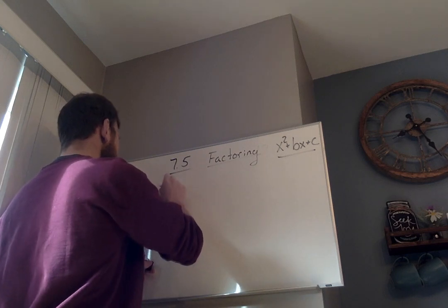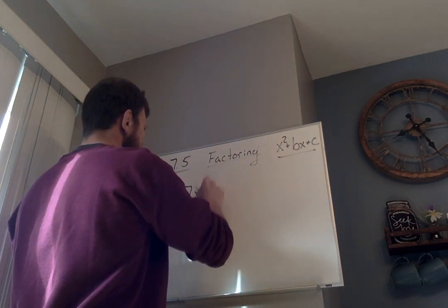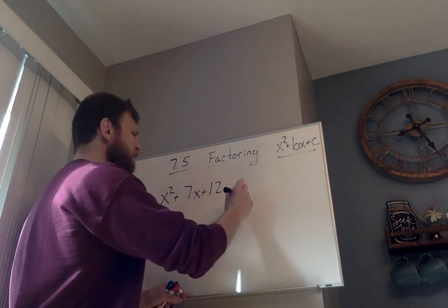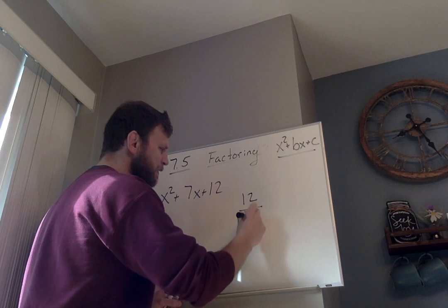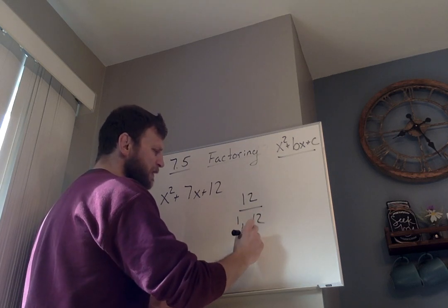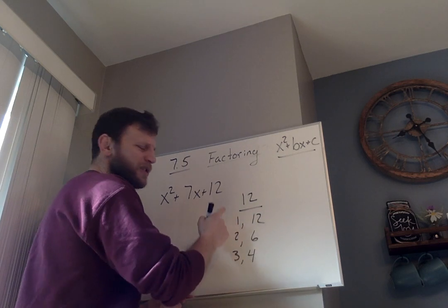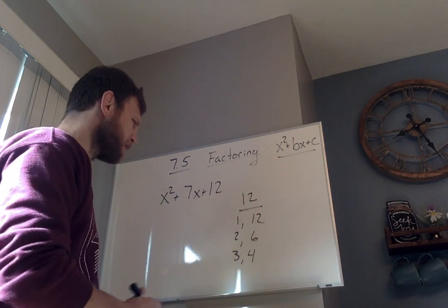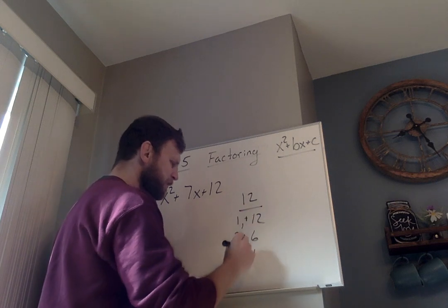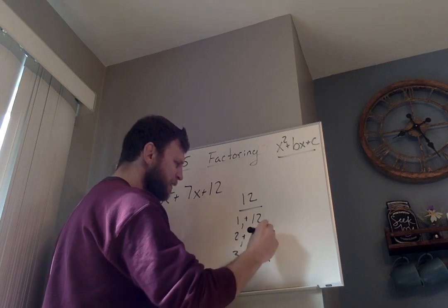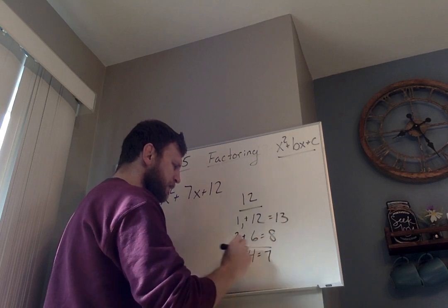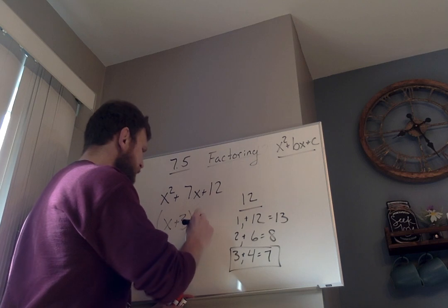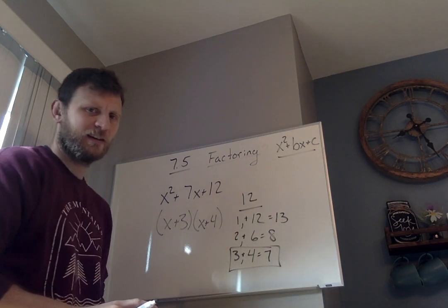So the first one was x squared plus 7x plus 12. What are the factors of 12 that add up to 7? I'm going to write my factors off to the side of 12: 1 and 12, 2 and 6, 3 and 4. I like to start with my small numbers like 1 and 12, 2 and 6. I go in sequential order here. And now I'm going to add, see which ones add up to give me 7: 3 and 4. So my answer is x plus 3 times x plus 4. Easy enough.